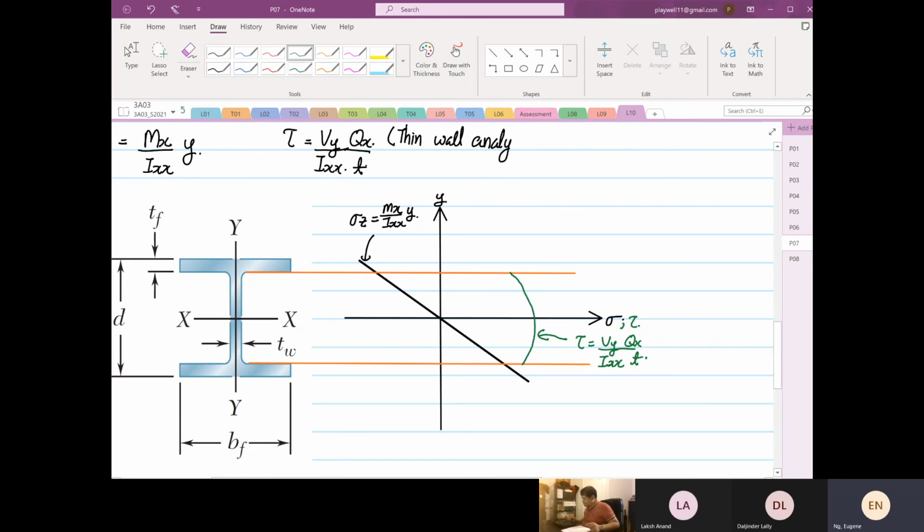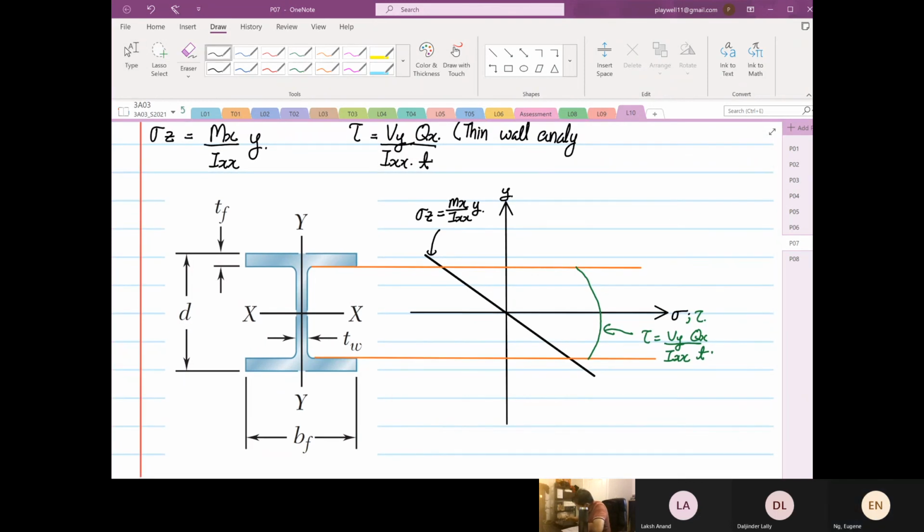Now, question for you. If you look at the I-beam or the wide flange, where is it going to fail? Anyone? The failure will occur here.